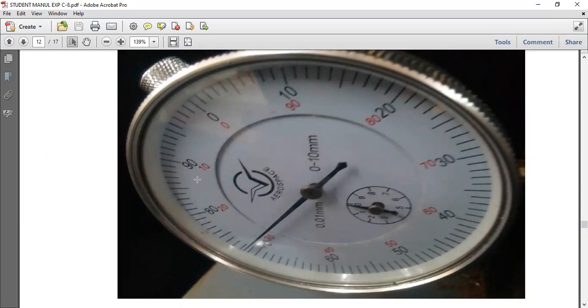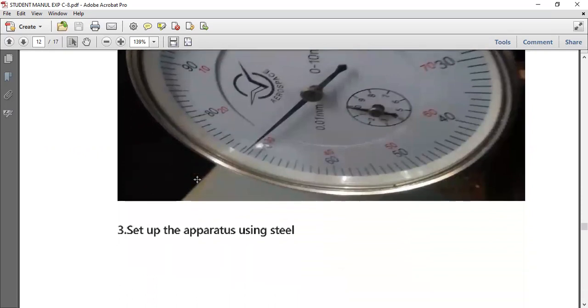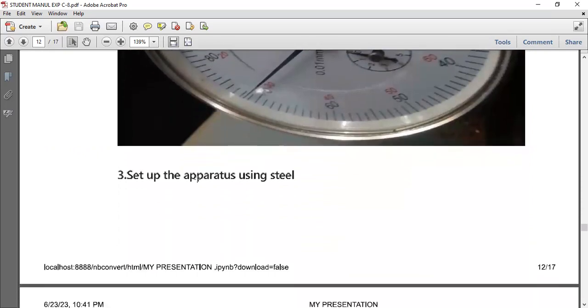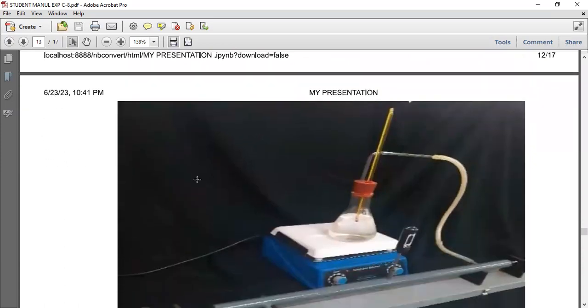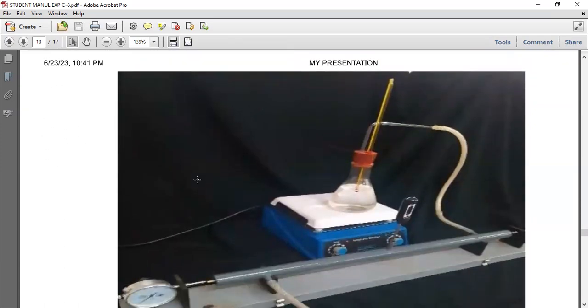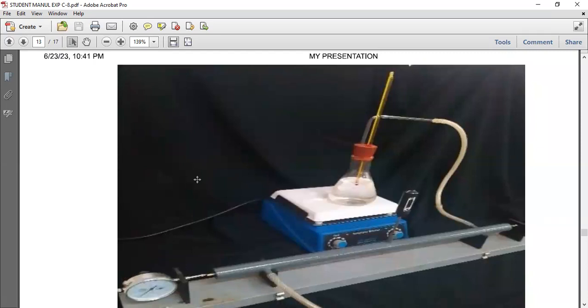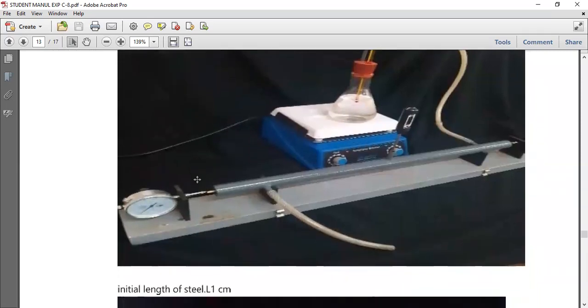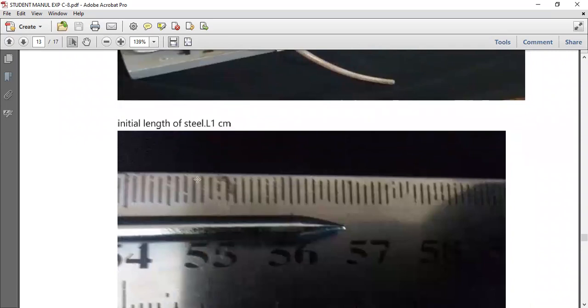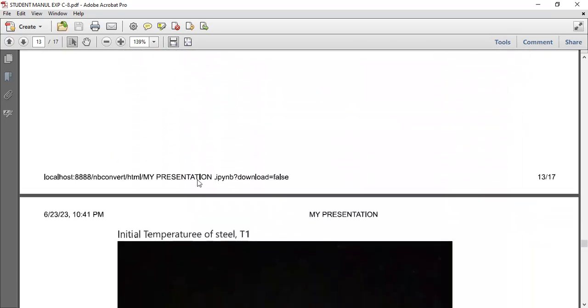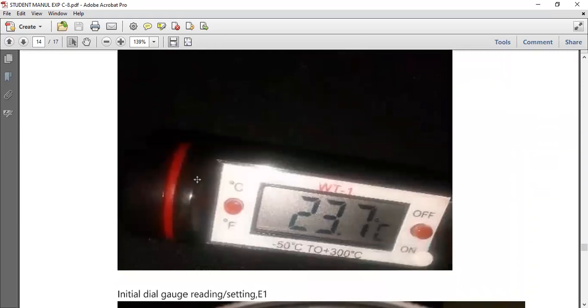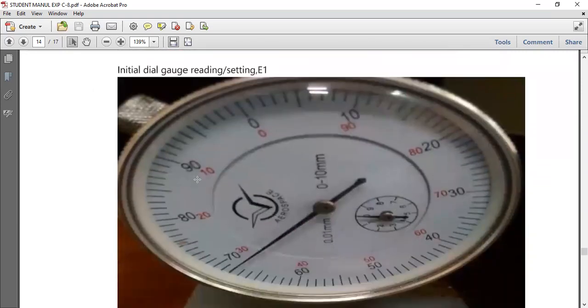Then after that, we also do the same for another metal rod, that is steel. We make the setup using steel, just need to fix the steel in the metal tube and heat the water. And of course, before heating the water, we need to take the initial measurements again. That is the initial length of steel L1, the initial temperature of steel T2, and of course the initial dial setting when steel is used.